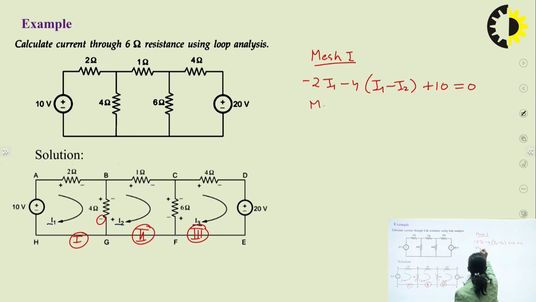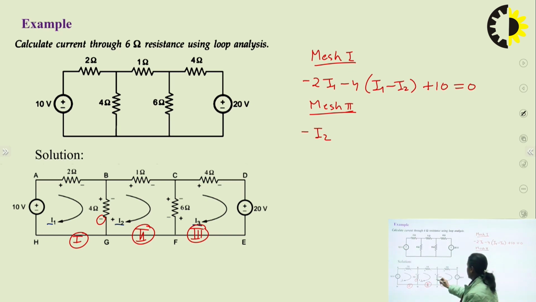Then we will apply KVL in mesh 2. Applying KVL in mesh 2, here we can see that in the 1 ohm resistance, I2 current is flowing, and as we are going towards the drop, we can write minus I2, that is I2 into 1. Then in 6 ohm, again here we can see that I2 as well as I3 are both flowing, but they are flowing in opposite directions. And as we are writing the equation for the second loop, we will write I2 minus I3.